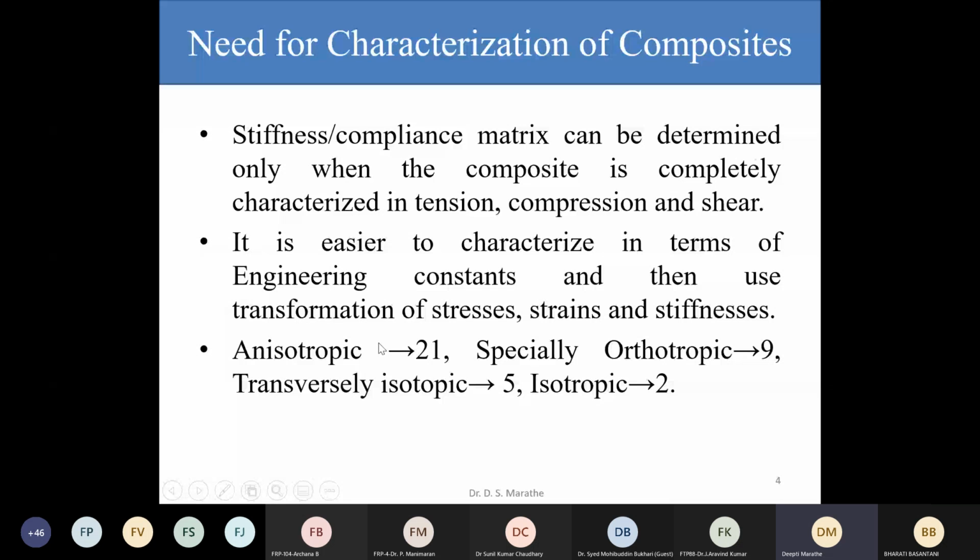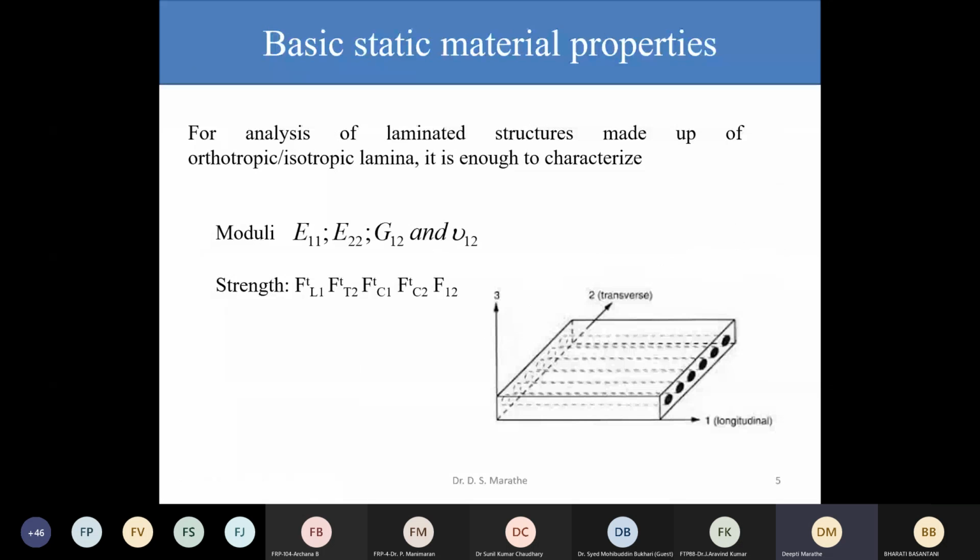If I want to characterize a laminated structure made up of a number of orthotropic or isotropic lamina, specifically I am talking about orthotropic and isotropic lamina, then what are the properties, or what are the stiffnesses, or what are the values that I have to look for? I have to look for E11. By now you know what is E11: the modulus in the longitudinal direction or fiber direction. E22 is the modulus in the transverse direction.